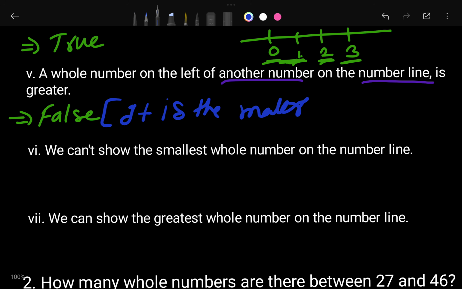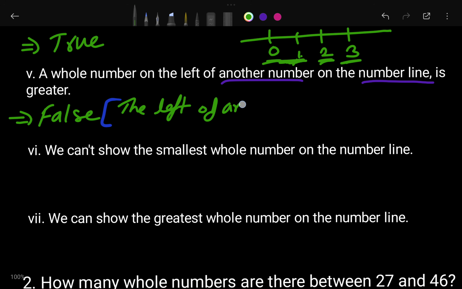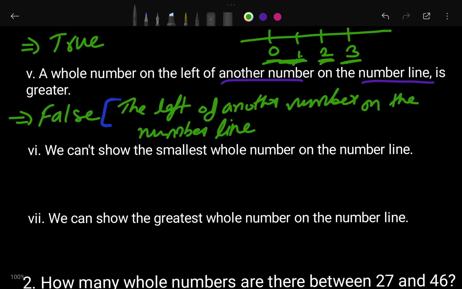Or you can say let it be. I can write very neatly here. I will use this pen only. Okay, so I will write: the whole number on the left of another number on the number line is smaller.